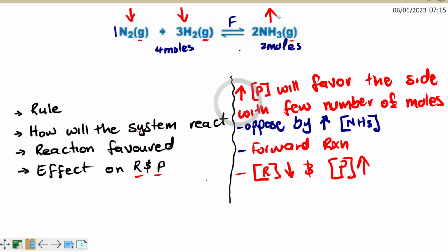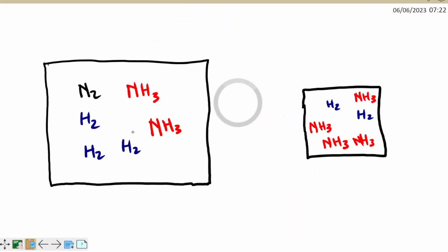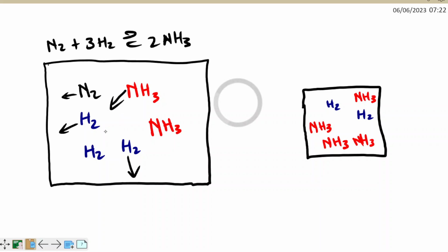Now let's look at the graph and try to see what this looks like. Let me just give you a picture here. You have 1 mole of N2 reacting with 3 moles of H2 to form 2 moles of NH3. This is a closed system and it is at equilibrium. We can see the volume here is very big, and the gases inside are moving around, hitting the walls of the container and bumping into each other. The space is big and there is more random collision and movement of the gases. Now what you do here, you decrease the volume.